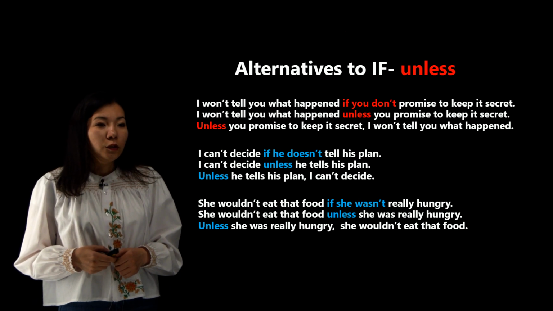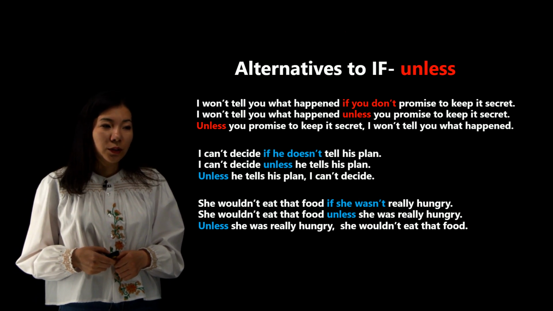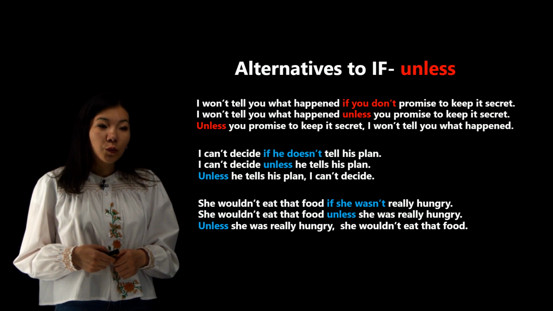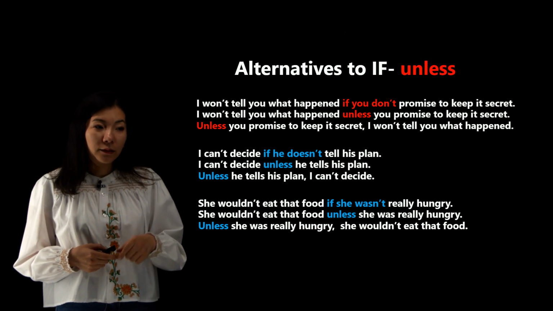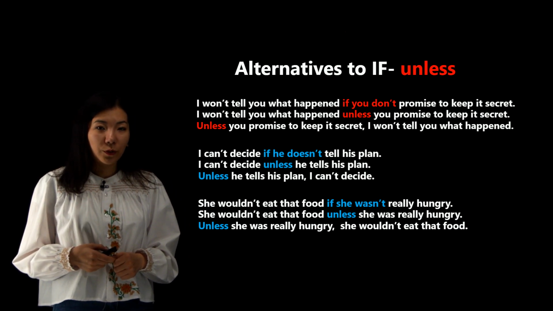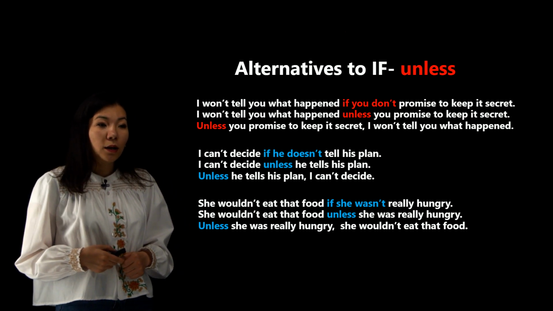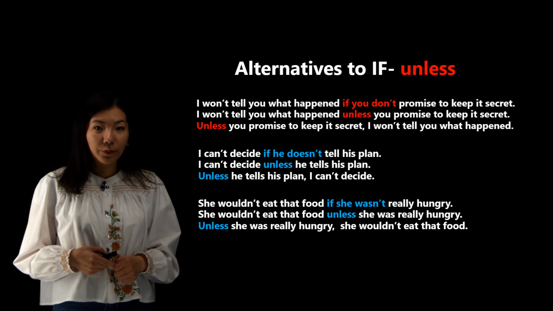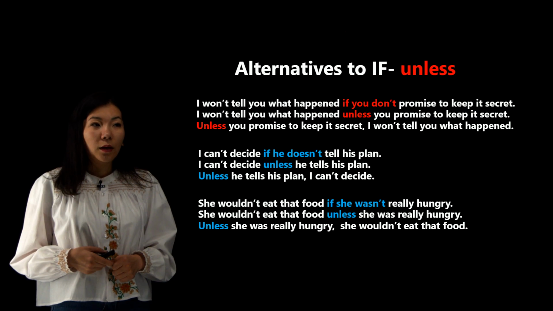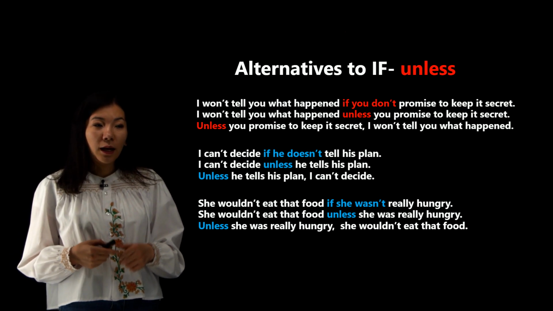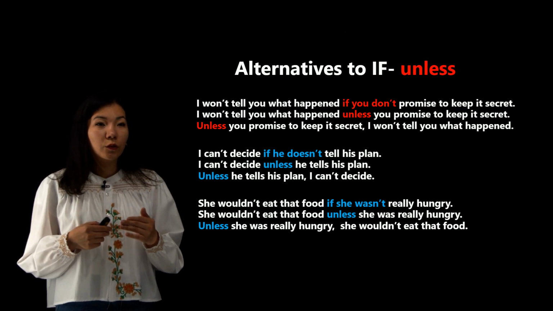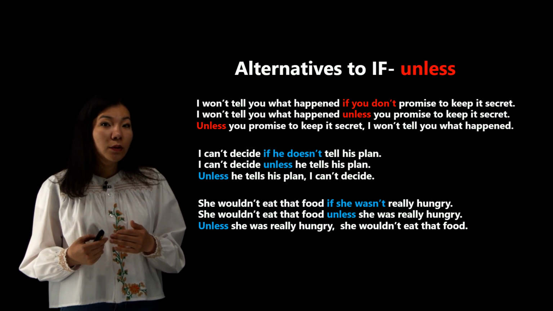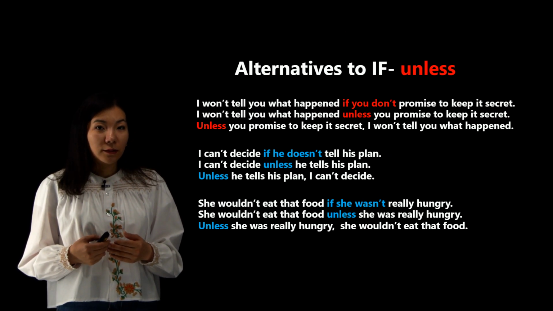And last one, she wouldn't eat that food if she wasn't really hungry. She wouldn't eat that food unless she was really hungry. And last one, unless she was really hungry, she wouldn't eat that food. Alright, so you see here that if not is equal to unless. Yeah, so instead of using if not all the time, you could use unless.